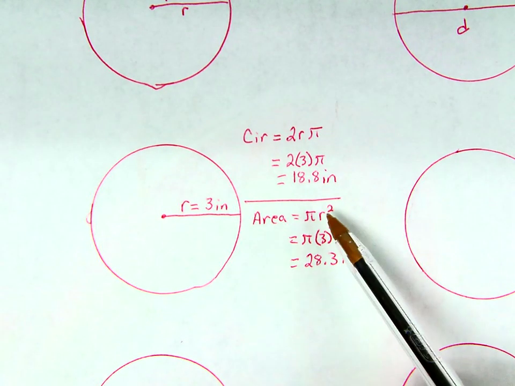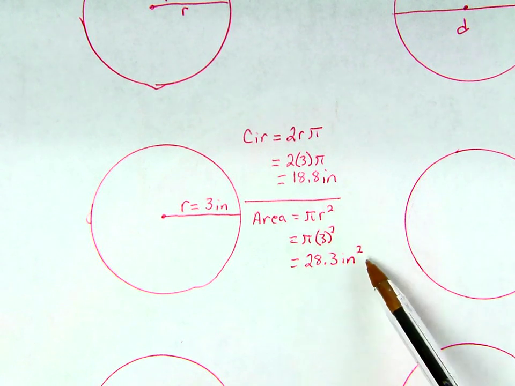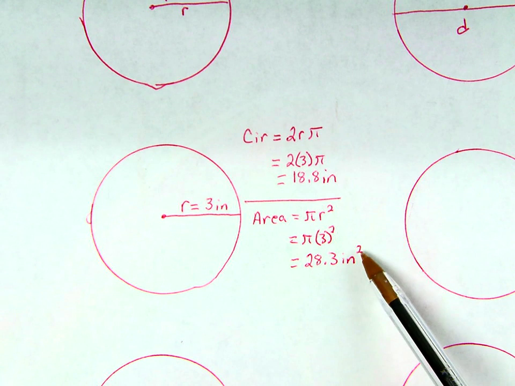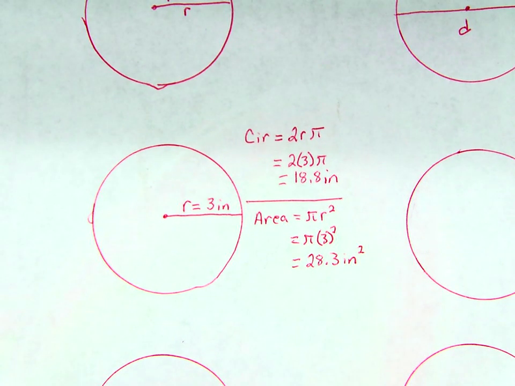Area is always squared. When you write the answer, it should be in units squared. In your notes, I use the letter U to represent units. Units is like inches, feet, miles, centimeters, meters, ounces, pounds. U squared just means whatever unit of measure it happens to be.